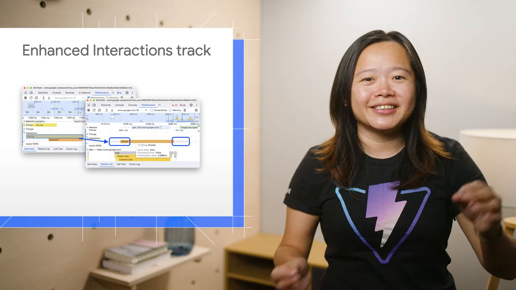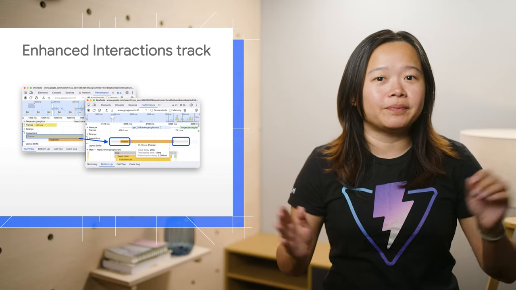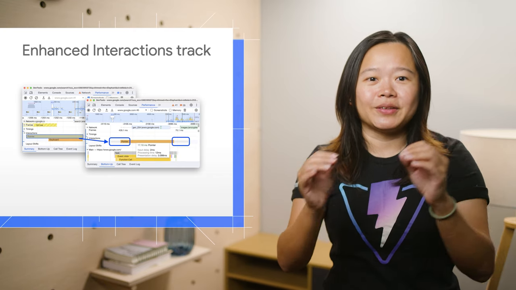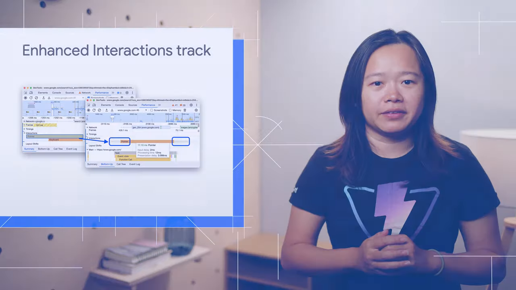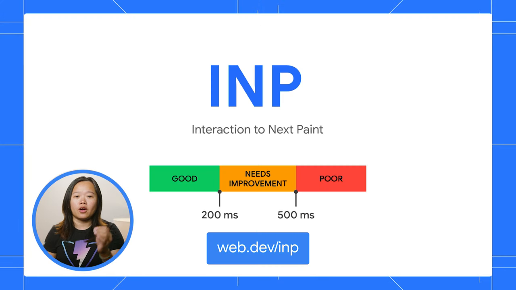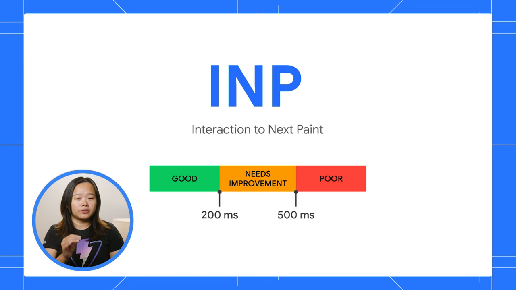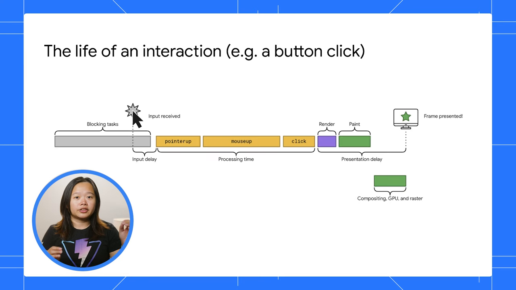Whiskers are new additions to the Interactions track in the Performance panel, designed to improve your INP debugging experience. INP is a Core Web Vitals metric that measures your website's responsiveness to user interactions. It tracks the time between a user interaction, like clicking a button, and the next paint updated on the screen.